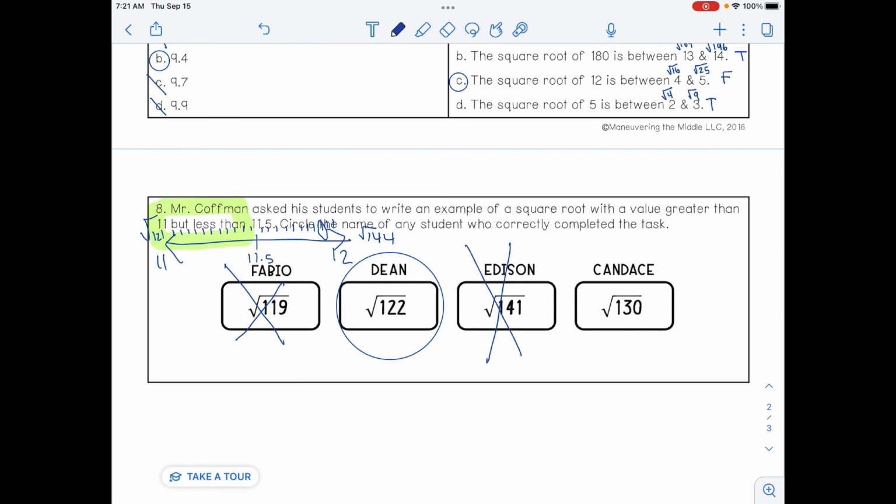Candace is a 133. I could count the hash marks. 122, 123, 124, 125, 126, 127, 128, 129, 130 is right here. And Candace would also be a yes. So Candace and Dean are a yes.